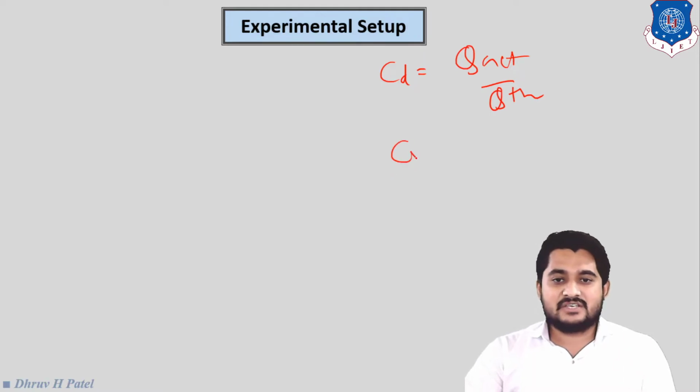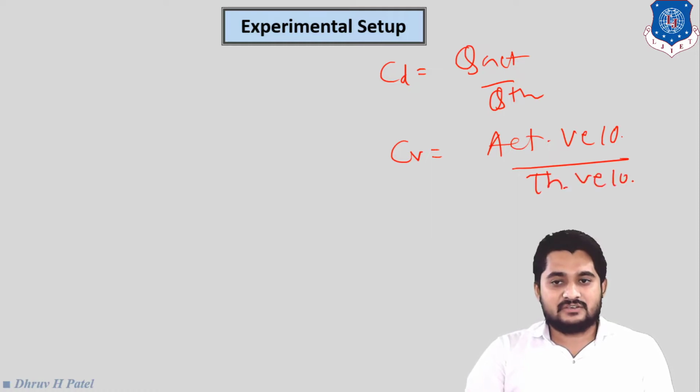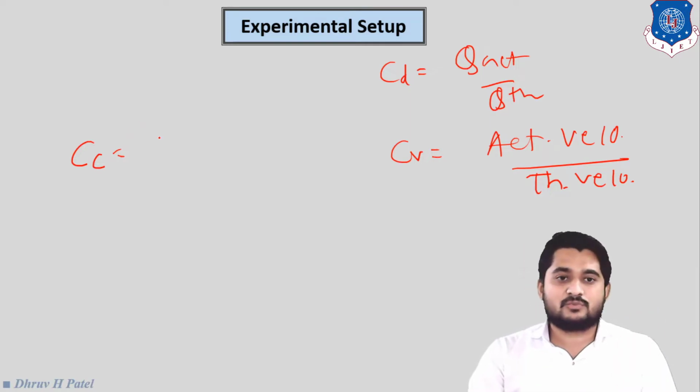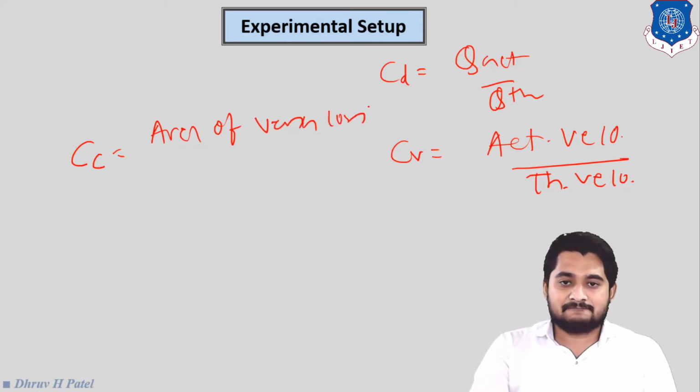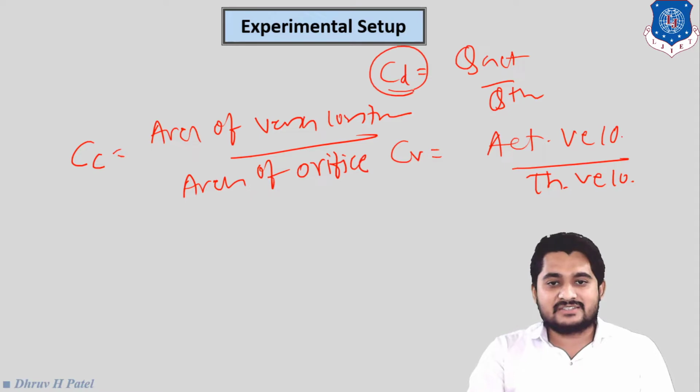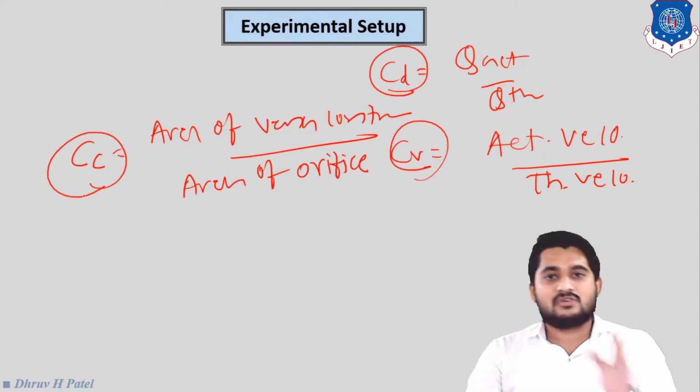As we know, CV is the coefficient of velocity. For the orifice, that is actual velocity divided by theoretical velocity, right? And CC is the coefficient of contraction. In the case of an orifice, the coefficient of contraction is the area of the vena contracta divided by the area of the orifice, right? So we have to find CD, CV and CC for the orifice.